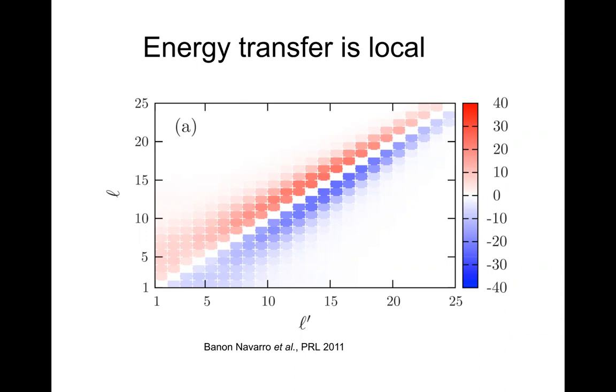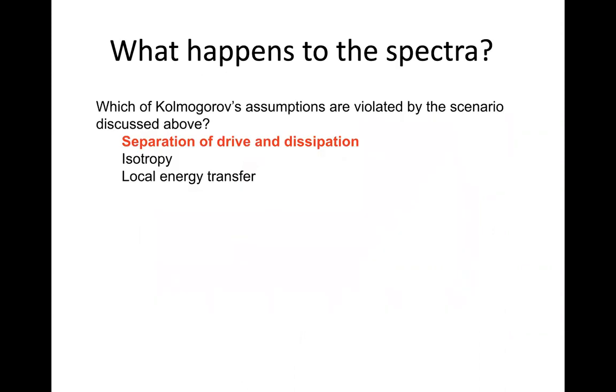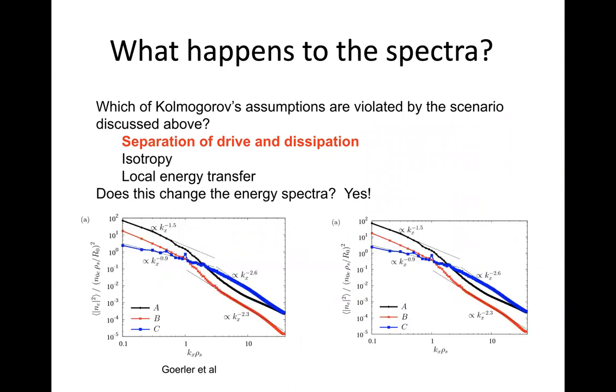But the cascade in K, the cascade to small scales, occurs basically locally. So there are two of these assumptions that are valid for this turbulence, but the separation of drive and dissipation is not the case for this type of turbulence. So you might suspect to get much more exotic power laws than the prediction from the Kolmogorov scaling that we see in a lot of fluid scenarios. And indeed you do. This is just a few examples.